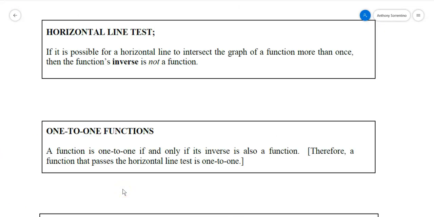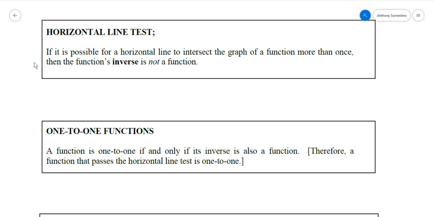So now let's talk about a few things that help us figure out if a function would have an inverse function or not. A horizontal line test. It's very similar to the vertical line test. A vertical line test will help us determine if a relation's a function. The horizontal line test will allow us to determine whether or not the inverse of a relation is a function. So if I pass a horizontal line through the graph of a relation and that horizontal line passes through more than once, then I know for sure the inverse will not be a function.